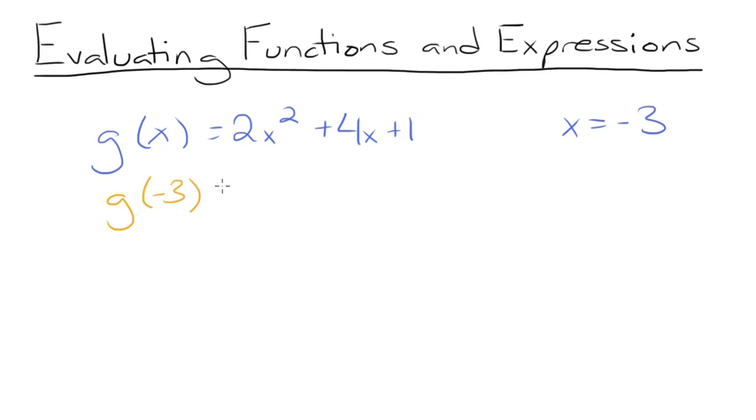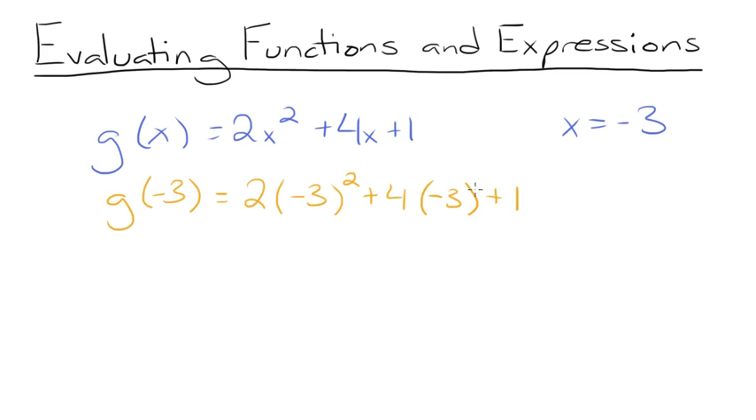So we're going to start by plugging in a negative 3 anywhere we see an x. So we see an x right here, so we plugged in negative 3. And then we have 2 times (negative 3) squared plus 4 times (negative 3) plus 1.